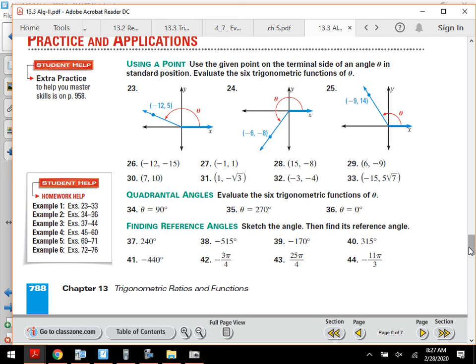Yes, ma'am. How far you are from the closest axis? Yeah, this is a good question, Sarah. Sarah's wondering where you get the reference angles. Always get how far you are from the closest x-axis.